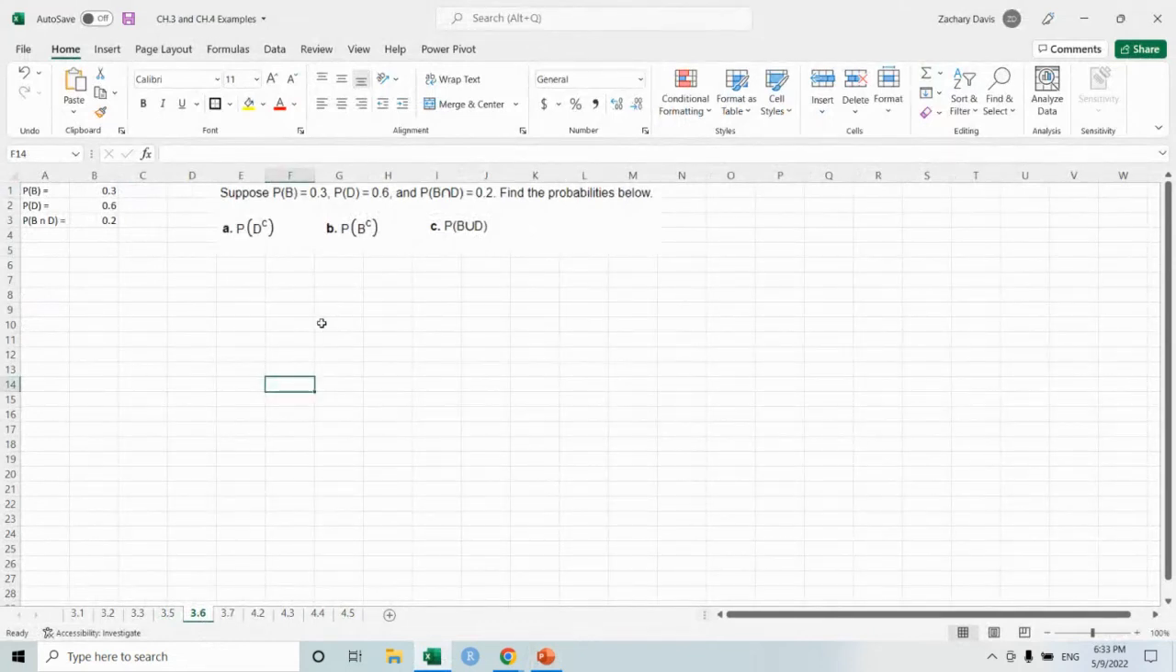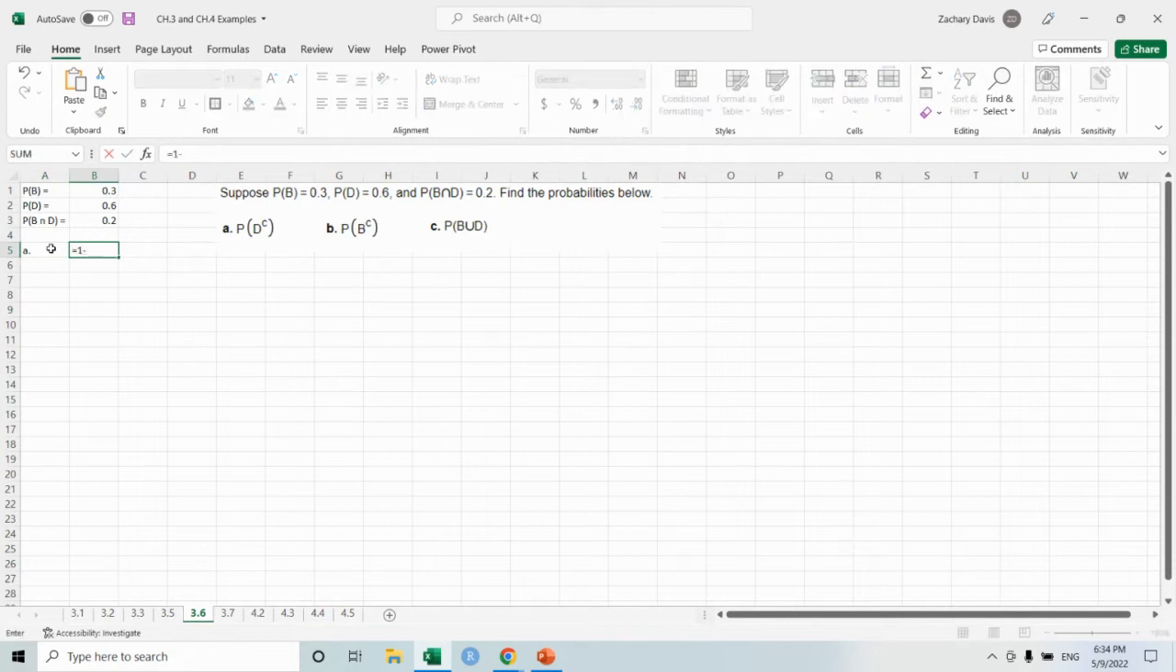So in the first example, we want to find the probability of the complement of D. So that's the other part that's not included in D, right? So A should be pretty easy. It should just be equal to 1 minus the probability of D. It should be 0.4.